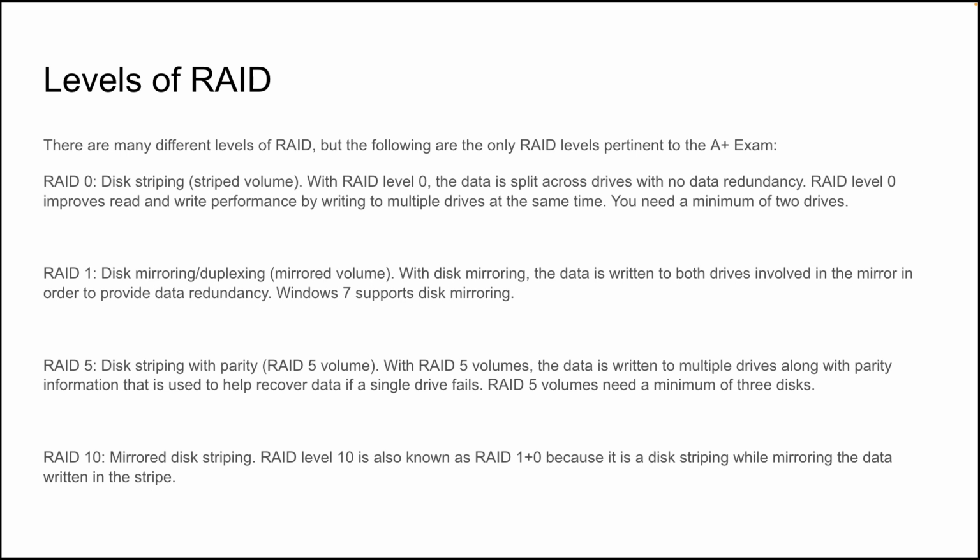Disk striping with parity, RAID 5 volume. In RAID 5 volumes, the data is written to multiple drives along with parity information that is used to help recover data if a single drive fails. So a RAID 5 volume needs a minimum of 3 disks.